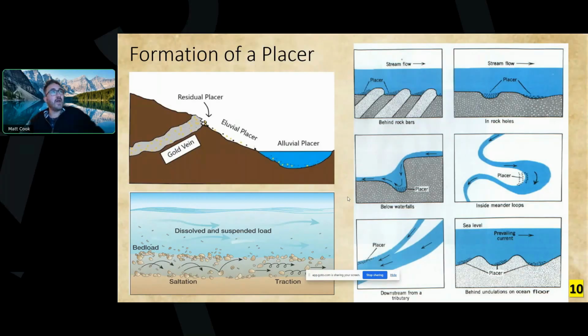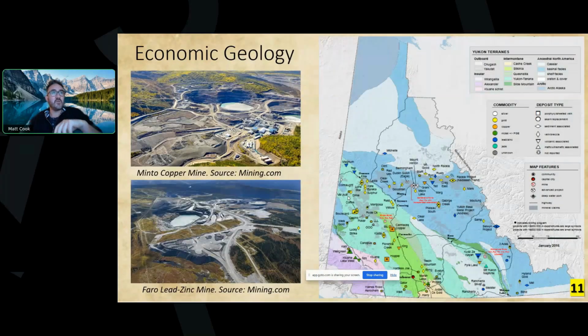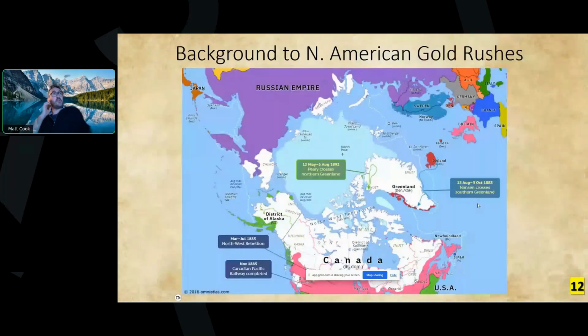And gold in the Yukon is part of a much wider industry. There's lots and lots of other economic geology going on in the Yukon that you can see in this map. Okay, so let's get into the background to the gold rush itself.